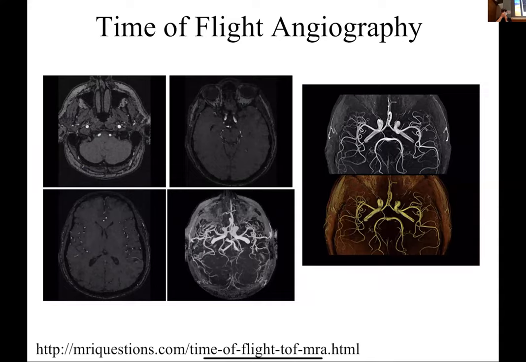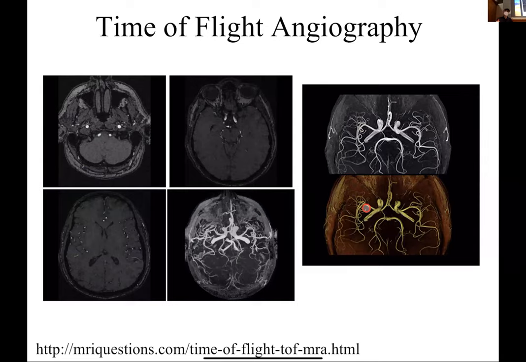And this is sort of the standard method. If you want it very quick, you can get one of these in 3 or 4 minutes typically. And you have these really exquisite pictures of the vasculature in the brain. And the amazing thing is you can do this without injecting any contrast, right? So that's the great part.